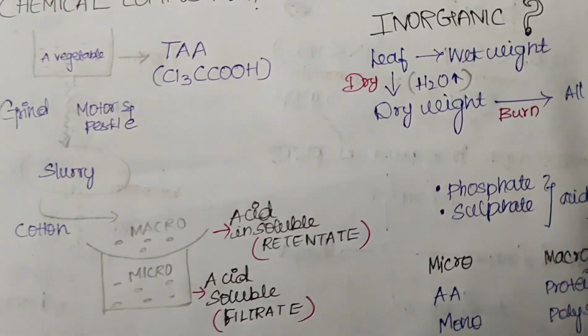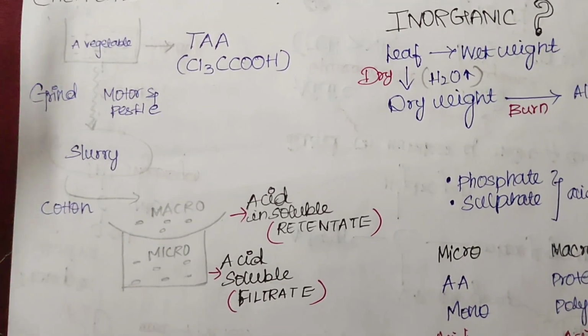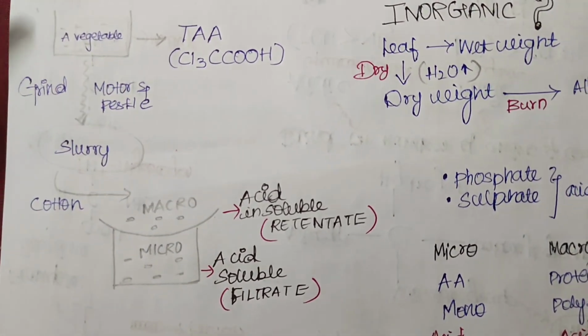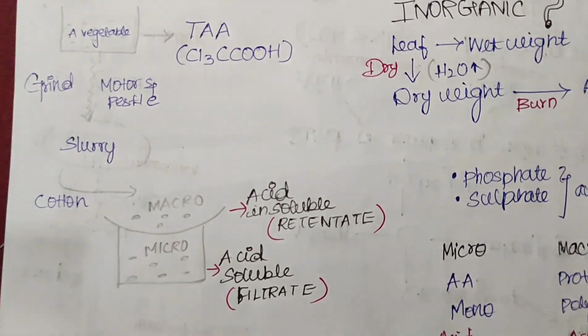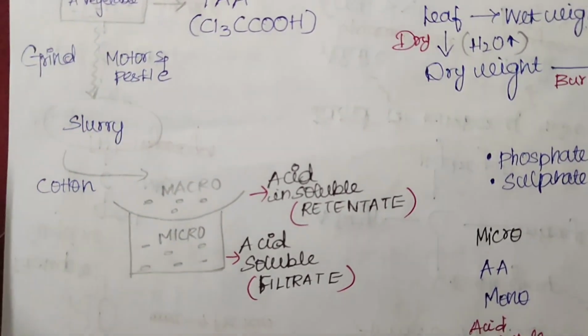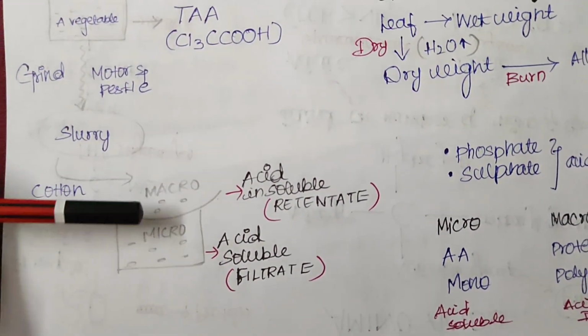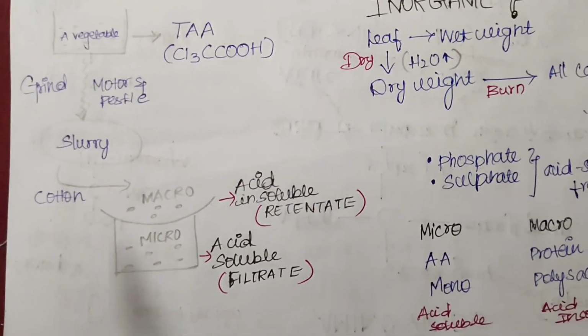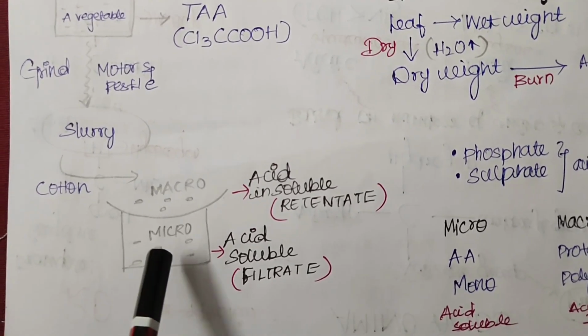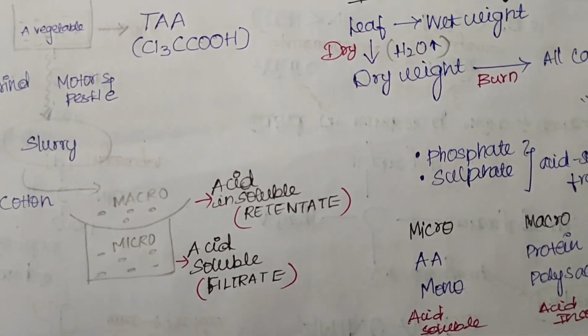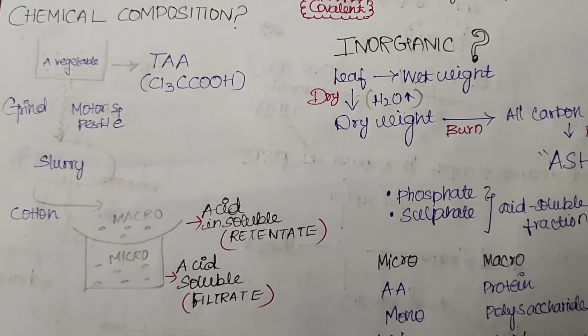Now we are clear how we find the chemical composition. We add trichloroacetic acid and grind it using the mortar and pestle. Once we get the slurry, we filter it and get the two fractions. One is macromolecules and one is micromolecules. So there are two types of biomolecules: micro biomolecules and macro biomolecules. I hope you are clear.